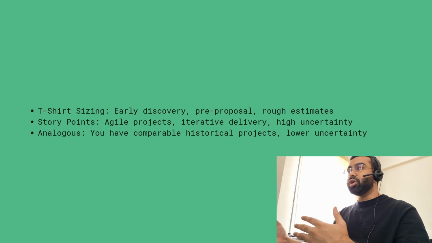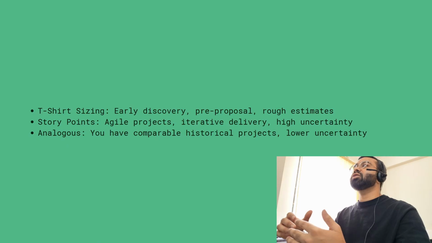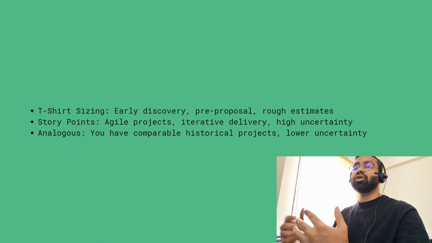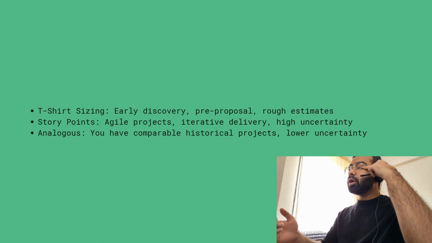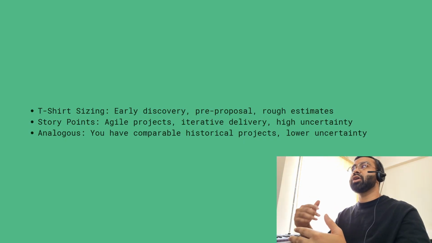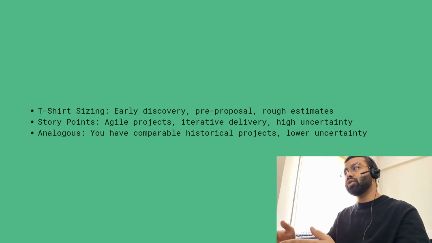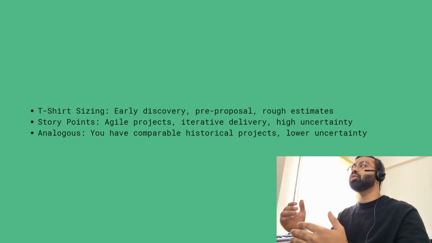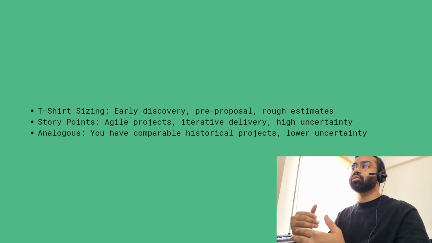When to use which? T-shirt sizing is for early discovery, pre-proposal, and rough estimates. Story points are for agile projects, iterative delivery, and high uncertainty. Analogous is for when you have comparable historical projects and lower uncertainty.